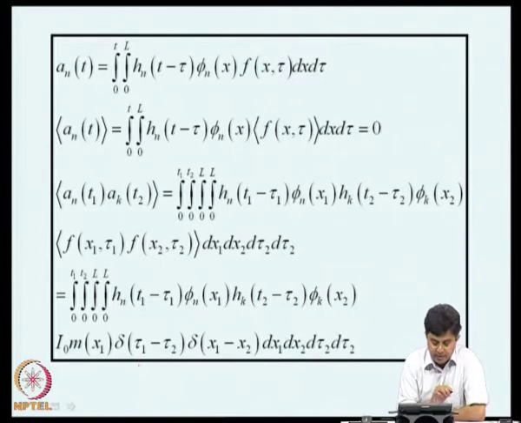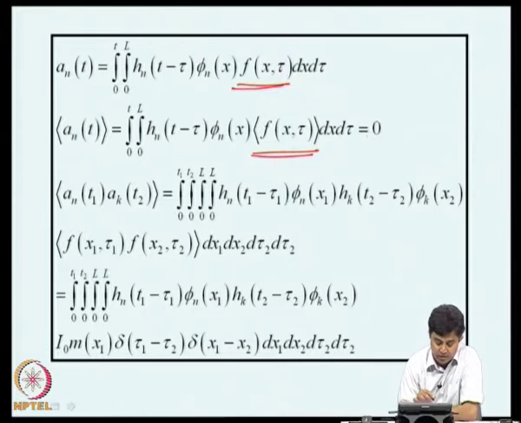Now, let us look at the moments of a n of t. So, if you look at mean of a n of t, this is expected value of a n of t, which is expected value of this right hand side, and if you take expectation inside, the expectation now operates on f of x comma tau, and it is specified that the mean of f of x comma tau is 0, therefore, mean of a n of t is 0.